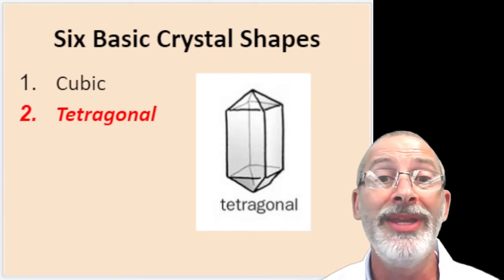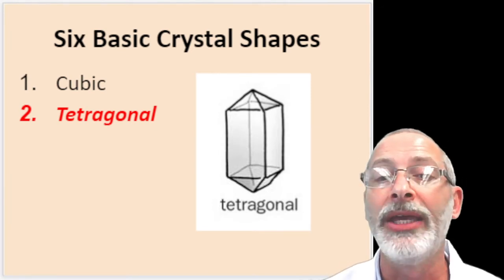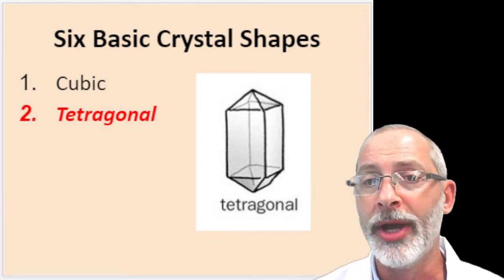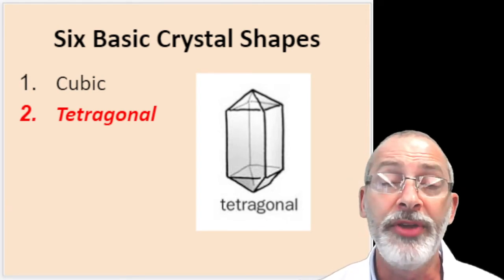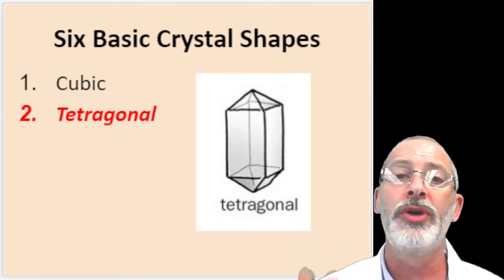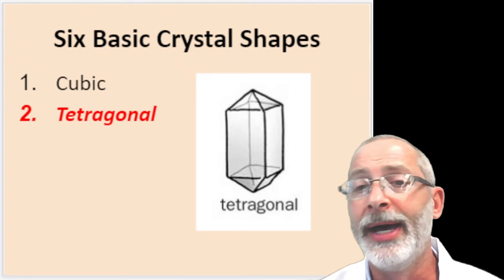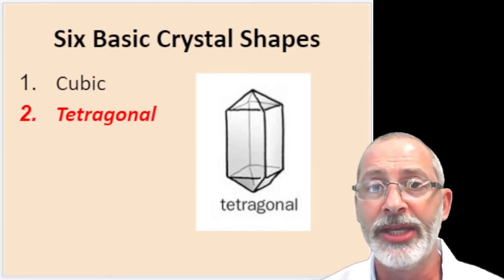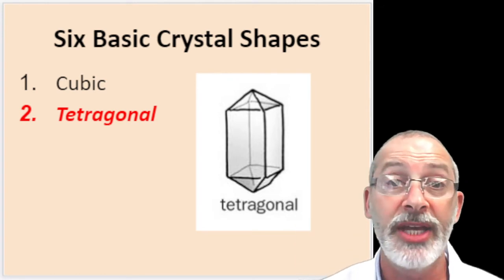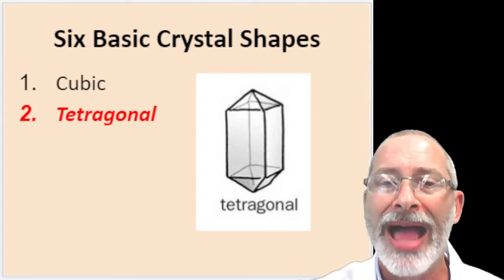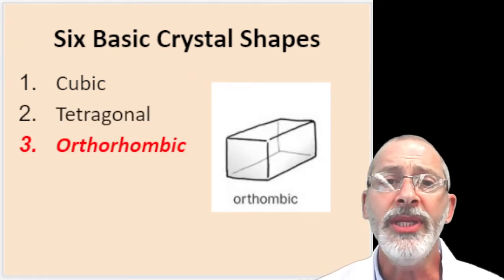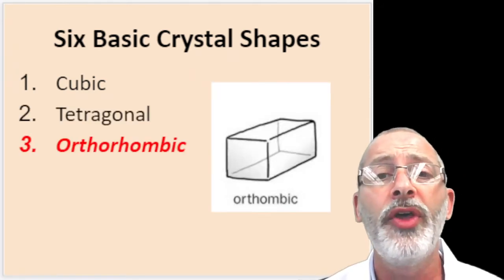All right, the next one is called tetragonal. Tetra is a prefix that means 4, and a tetragonal is a 4-sided kind of pyramid-like shape on both ends, but it's got 4 sides. So tetra means 4. Tetragonal is a 4-sided crystal.